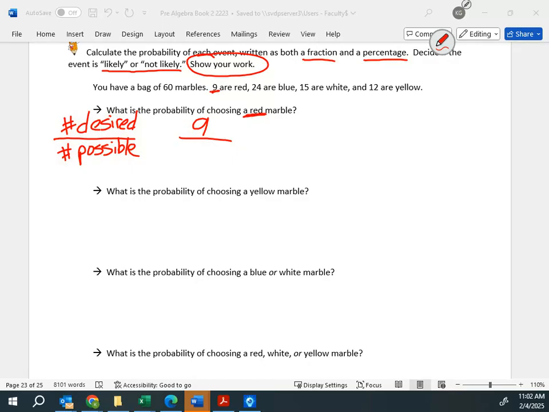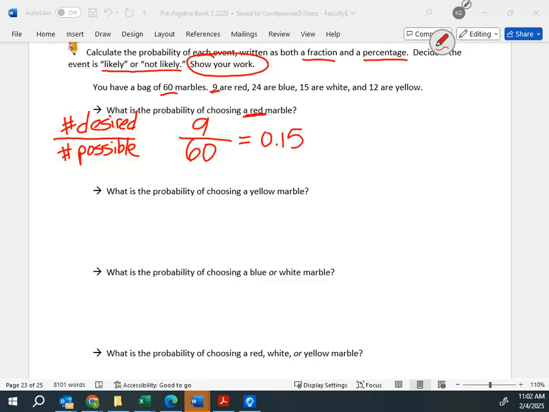And then why 60, David? Because that's how many total marbles are in the bag. That's how many total marbles there are. The possible number of marble picks is 60. So that's my fraction, 9 over 60. What is 9 divided by 60? Hadley?